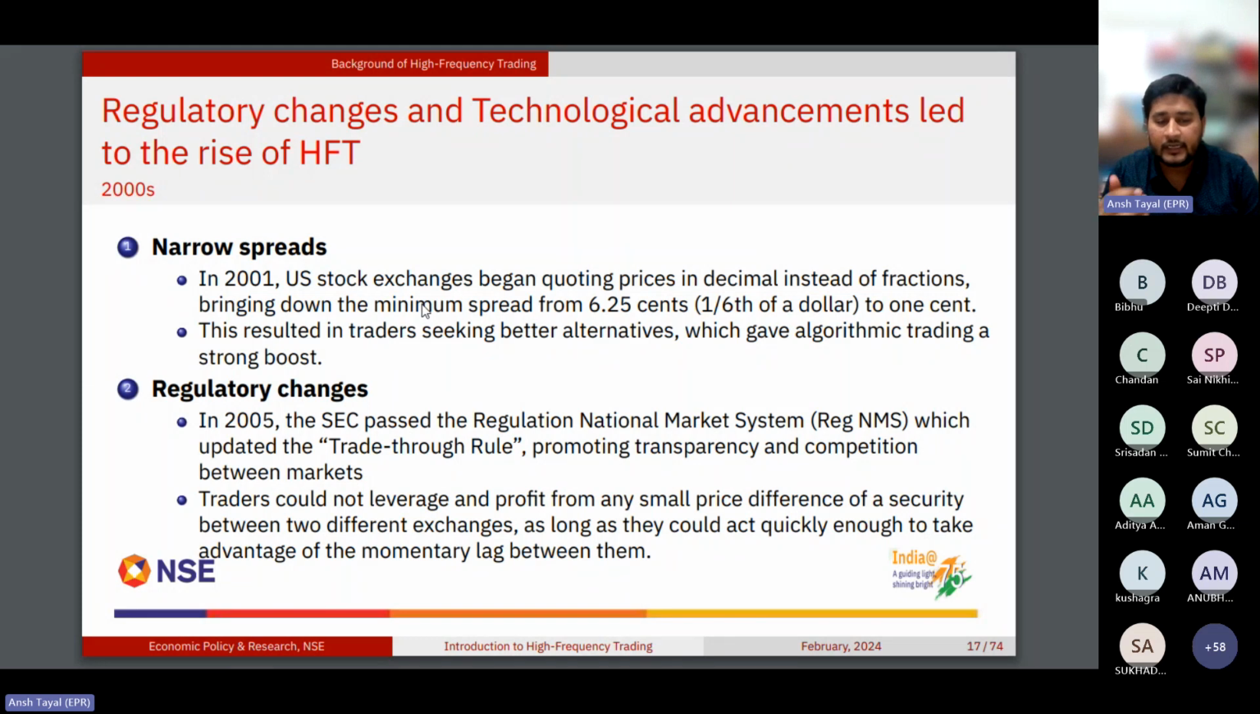So let me give you an example in the Indian context. Let's say you place an order to buy a stock at 100 rupees at NSE, but it is available at 99.5 rupees at BSE. So your order will be automatically routed to BSE. That was the Reg NMS system, which increased the competition even more. So that was another catalyst where people had to trade more frequently to get the same amount of profits.